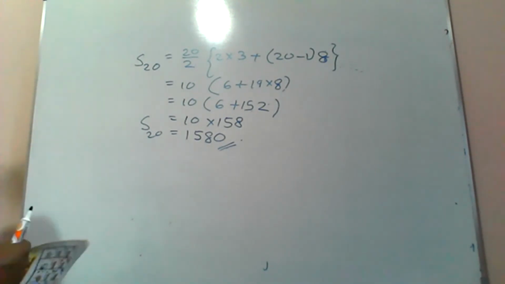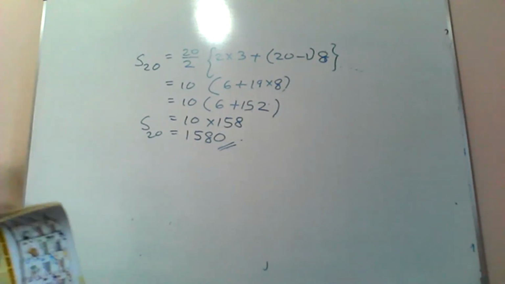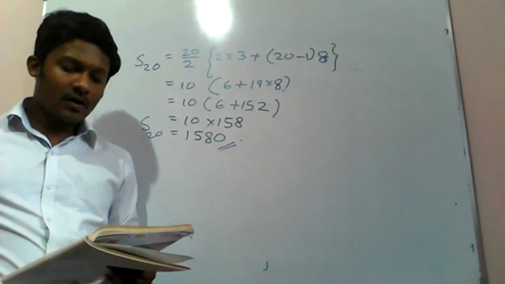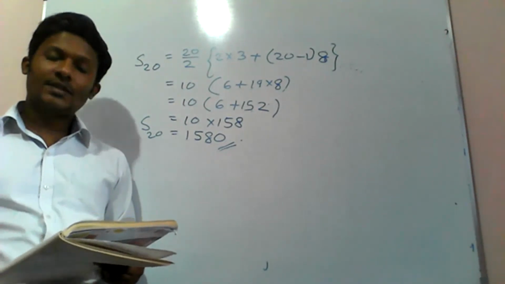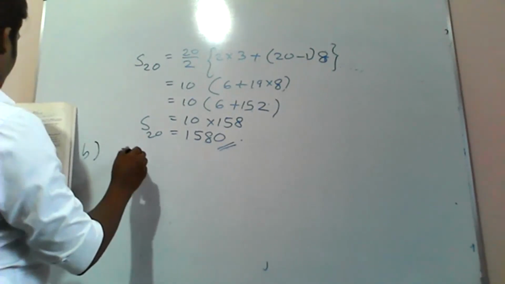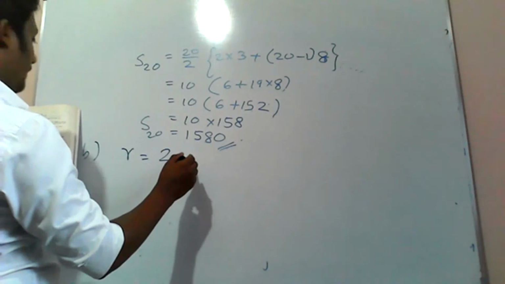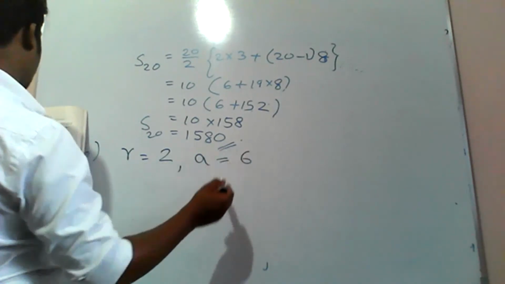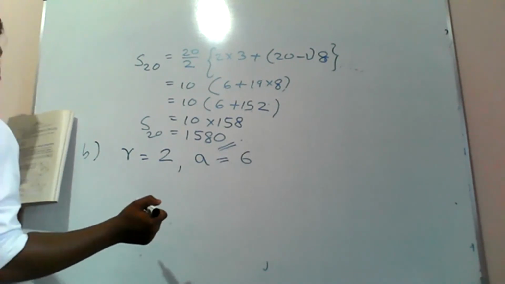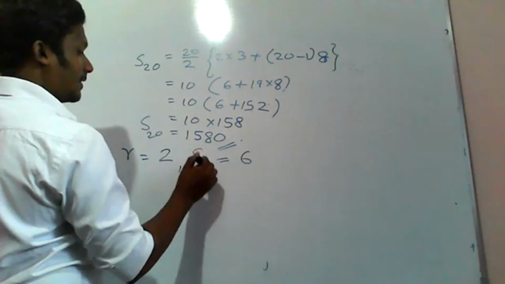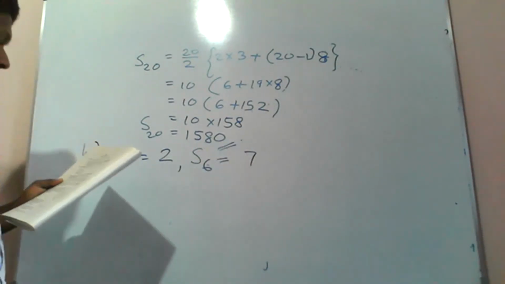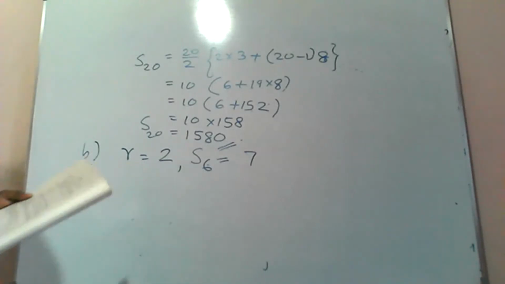Right, next one. Question number 7, part B. The common ratio of the geometric progression is 2 and the sum of the first 6 terms, S6, equals 7. Find the first term and find the fifth term.